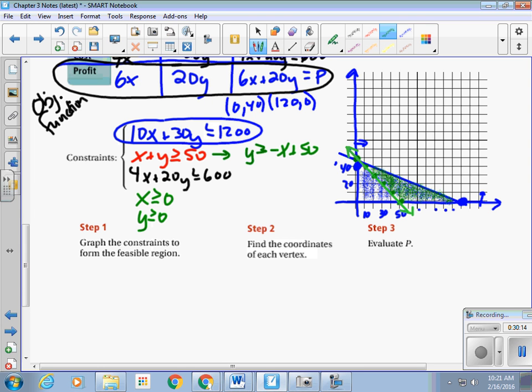And then remember our constraints. X has to be greater than 0, so I can't go anywhere in this zone over here. And Y has to be greater than 0, so I cannot go below the x-axis. So my feasible region is this little triangle right here.